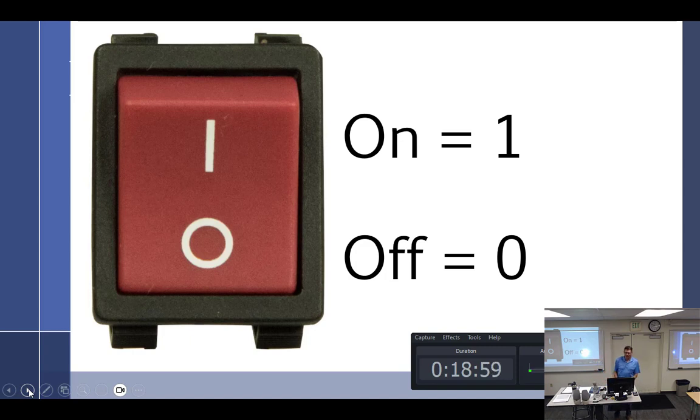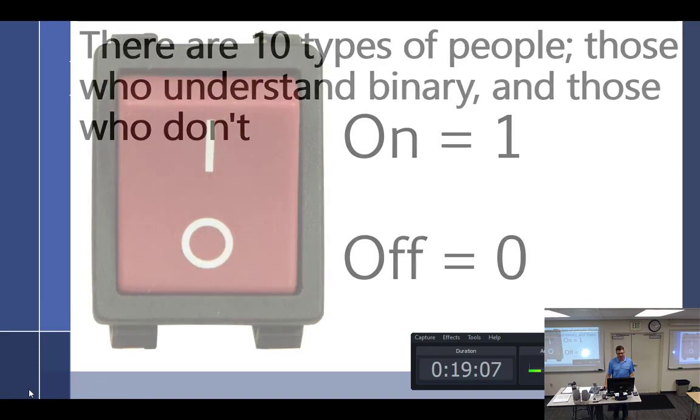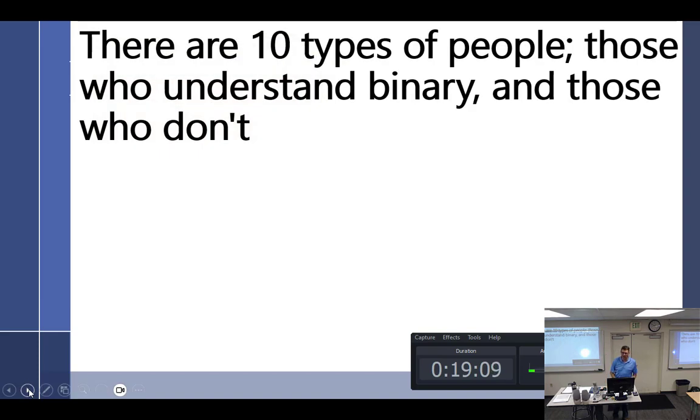All right, so 1 is on and 0 is off. And that's what binary numbers has to deal with. And in a minute, if you don't know anything about binary numbers, you will get that there are 10 types of people, those who understand binary and those who don't. Now you're like, I don't get it. In a minute you will. I'm like, oh, that's kind of clever. Not my joke, but okay.